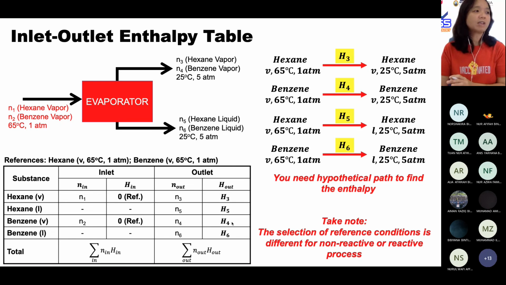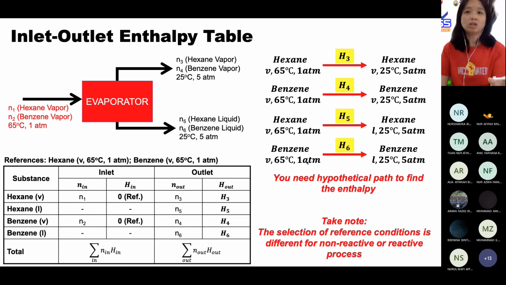Next one, H4. H4 is for benzene vapor. So it is from the reference condition, benzene vapor 65 1 atm, to the top condition, benzene vapor 25 Celsius 5 atm. That is how to calculate H4. H5, what is H5 for? The hexane liquid coming out at the bottom, right? So it starts again from the reference condition, hexane vapor 65 1 atm, but now my H5 is to hexane liquid 25 5 atm. And lastly, H6 is for the benzene liquid at the bottom.